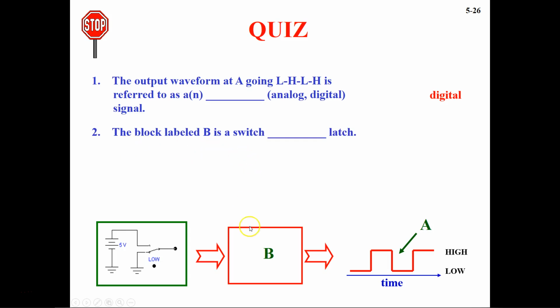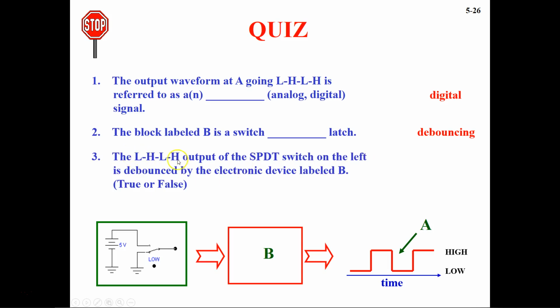The block labeled B, so this is your B block, is a switch latch. What type of switch is it? It is a debouncing switch. So that's why you have debouncing here. And then you have the low-high output of the SPDT switch. SPDT is single pole double throw switch.